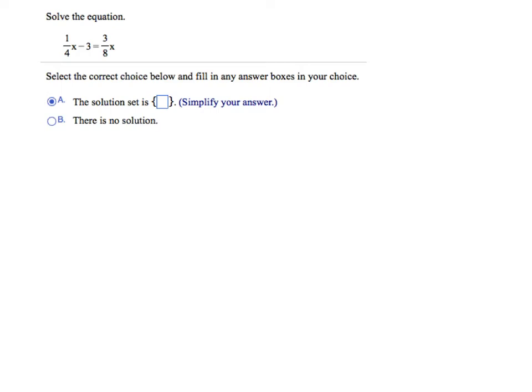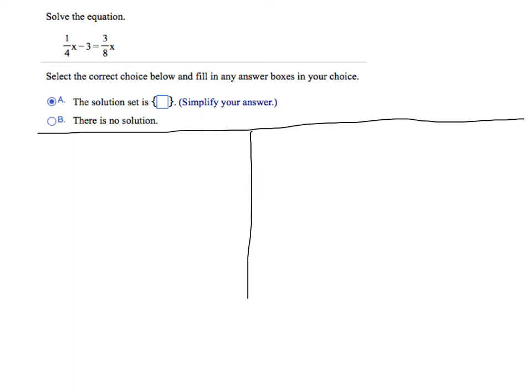Here's another example of solving a linear equation that has fractions in it. Again, there's sort of two ways to do this. We can either decide to get rid of all the fractions right at the beginning, or we can hang in there as long as we can with fraction operations.